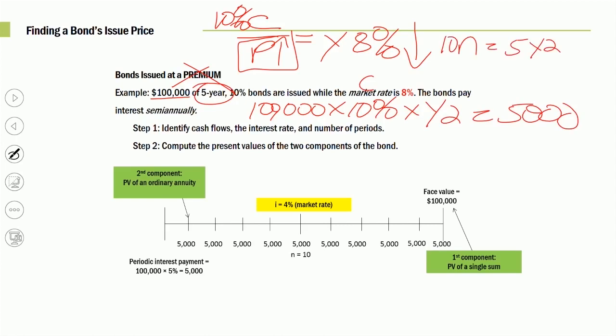And then my market rate, 8%. 8% divided by 2, 4%. So now we're looking for the present value factor of 1 for the principal, corresponding to 4% and a number of periods of 10. And then a present value factor for an ordinary annuity to find the present value of the coupon payment. So let's see what the math looks like.